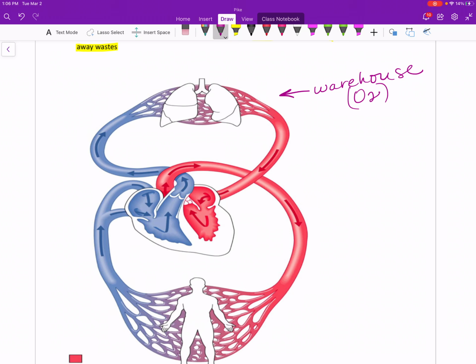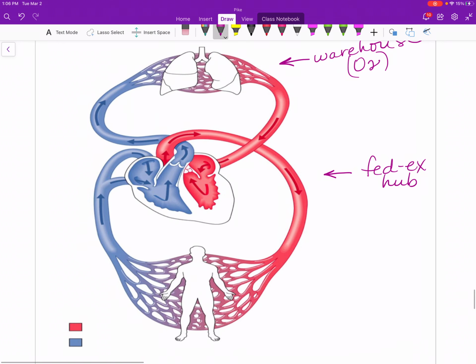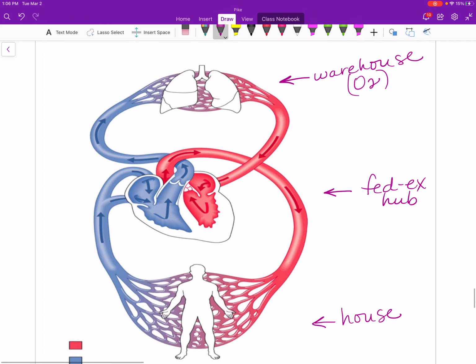All right? And so then we will look at the heart is like FedEx. It's like a FedEx hub. Nothing is being stored here. Nothing is being made here. This is not a factory, not a warehouse. Things just come here to get shipped out. That's it. Okay? And then like here would be everybody's house. Like where are we delivering the package to?